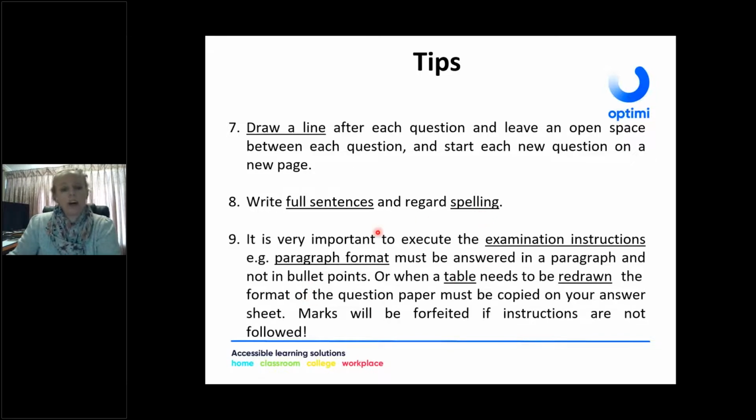And then, yeah, with Chap 9, we have already dealt with. This is just with regards to, once again, the examination instructions. So if they ask you for a paragraph format, make sure that it's in paragraph. If they ask you to answer your question in a table, make sure that you redraw it exactly as in your question paper and complete it. Marks will be forfeited if instructions are not followed.